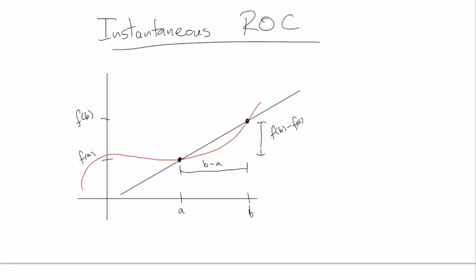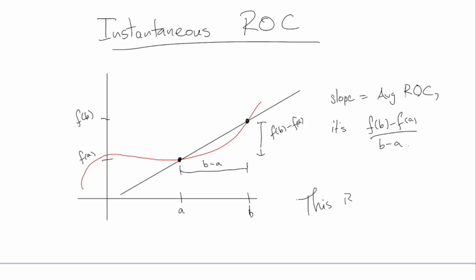And so the slope of that black line is the rise over the run. The rise is the vertical distance, and the run is the horizontal one. So this slope equals the average rate of change. It's the rise over the run, which is the old formula, f of b minus f of a over b minus a. This is the point of the average rate of change. So this is the average, not the instantaneous.